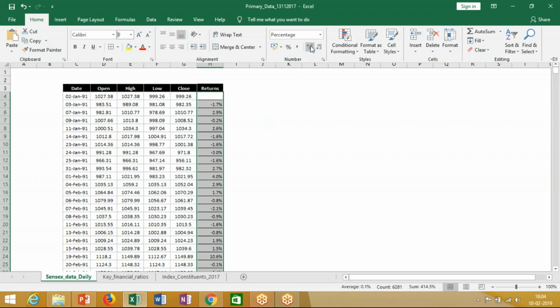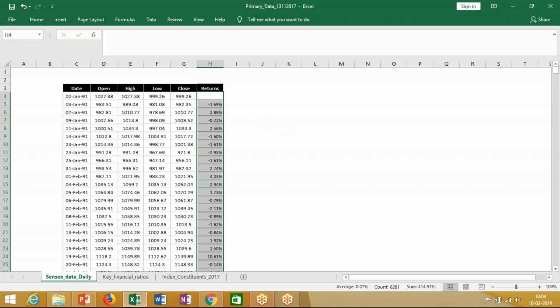Right. So let's have it like this. Now, if you see this series that I have created over here, I have minus 1.69, I have 2.89, then minus 0.2, 2.56. You see that. So if I plot this on a graph, what will you see over here? Basically, you see that these prices have kept on moving. So this is what the returns are. So let's plot this graph first.